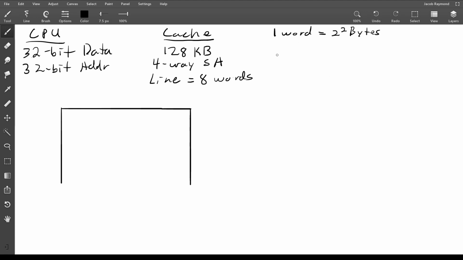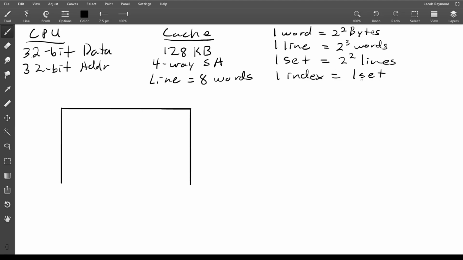We know here that one line is 2 to the power of 3 words. And that's almost it. We also know that one set is equal to 4 lines because we have a 4-way set associative cache, or 2 to the power of 2 lines. And notice how I'm writing this, right? We can convert from bytes to words, words to lines, lines to sets. And then also what we have is that at every single index, we have one set.